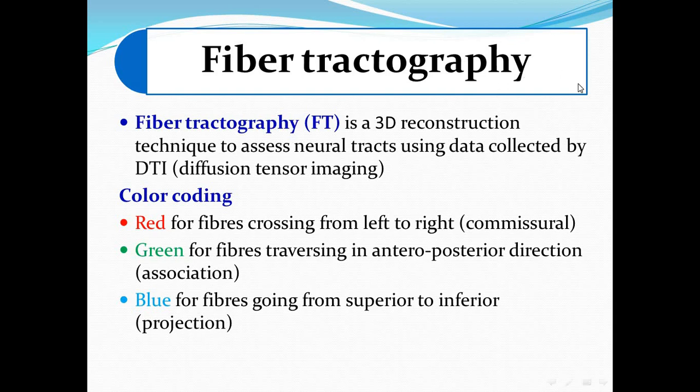There is an imaging technique called fiber tractography. This is an MRI sequence that uses the diffusion concept to detect the white matter nerve fibers. This is a 3D reconstruction technique to assess neural tracts using data collected by the technique called DTI, which is diffusion tensor imaging. They use color coding for different types of white matter tracts, using the red color for fibers crossing from left to right. These are the commissural white matter fibers. And the green color illustrates the fibers that connect the anterior area with the posterior area in the same cerebral hemisphere. These are the association white matter tracts. And the blue is for fibers going from superior to inferior. These are the projection white matter tracts that connect the cortex of the brain with the other CNS structures.